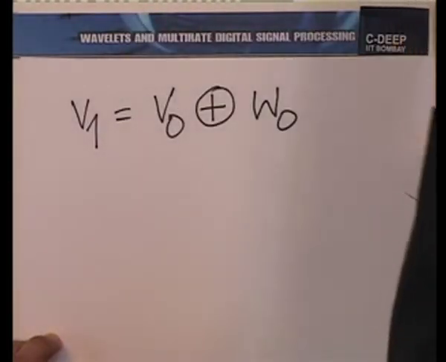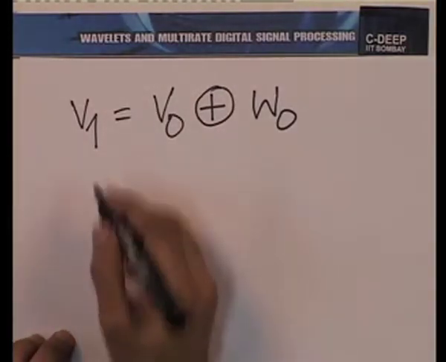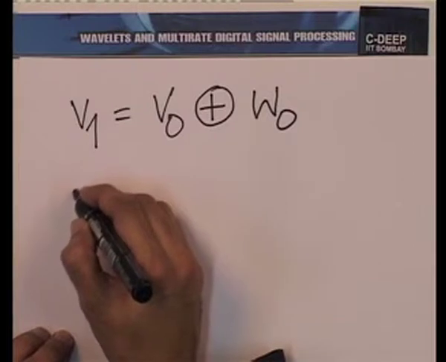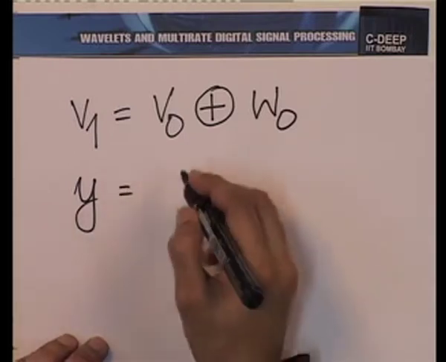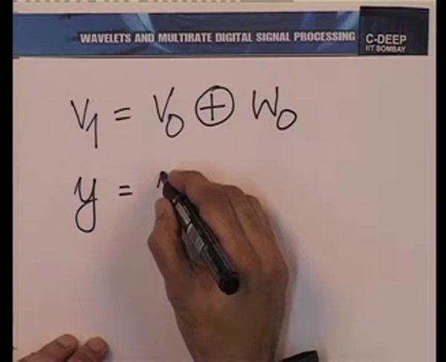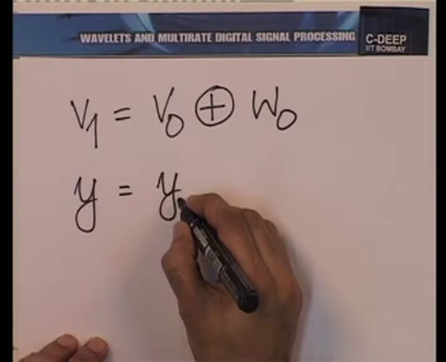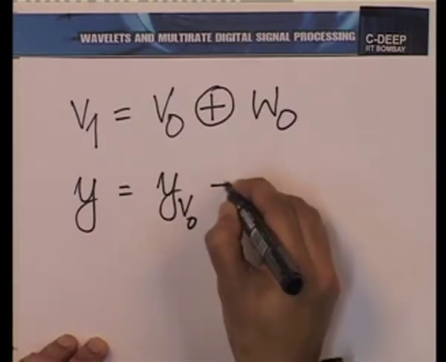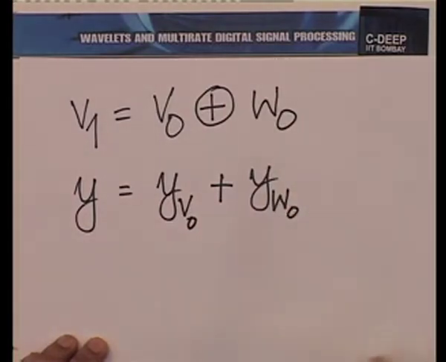So, let us proceed to put down these two projections. So, we have the projection of y on V0, which we shall call y_V0, and the projection of y on W0, which we shall call y_W0. Let us sketch y_V0 first.